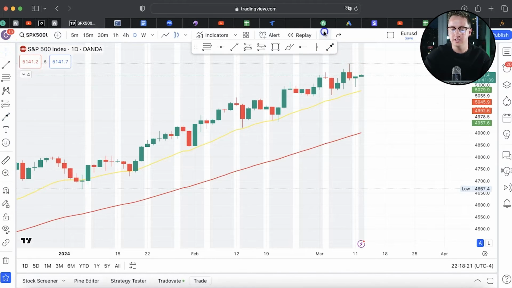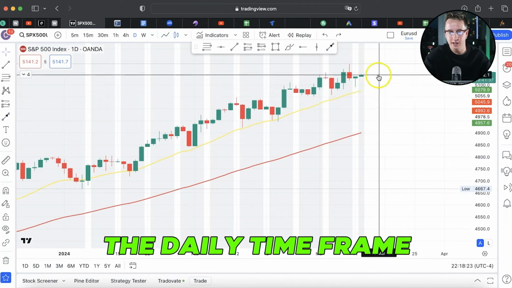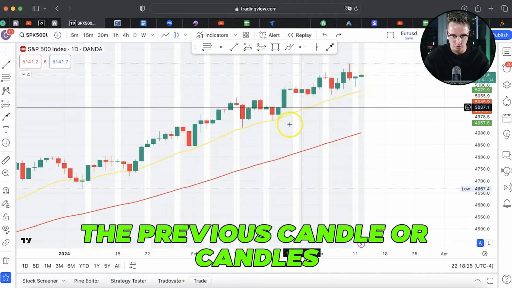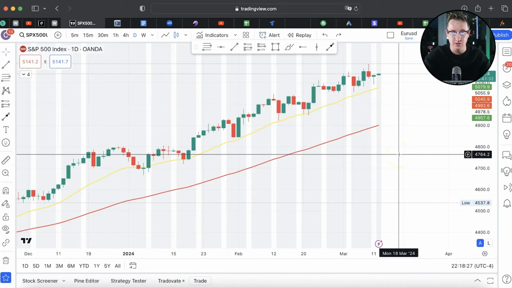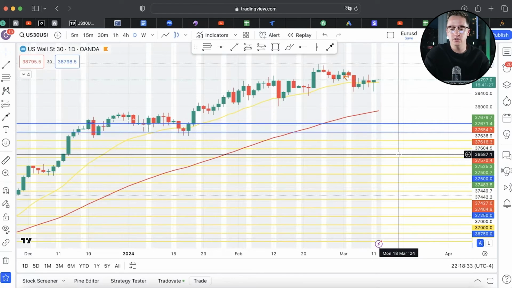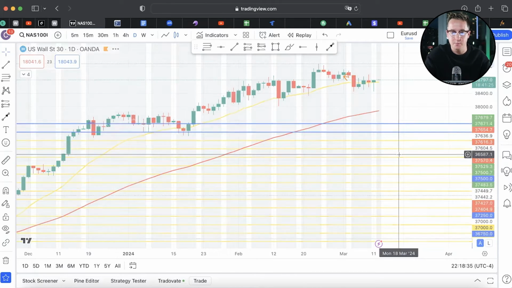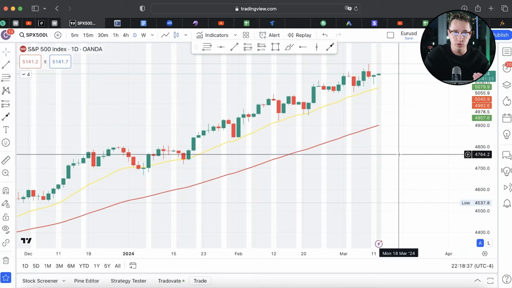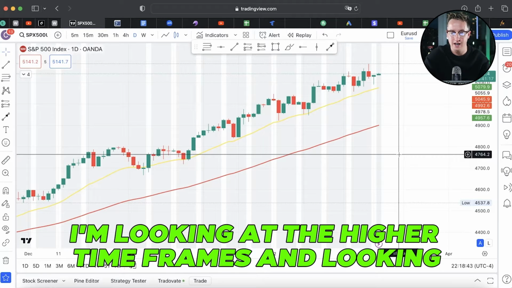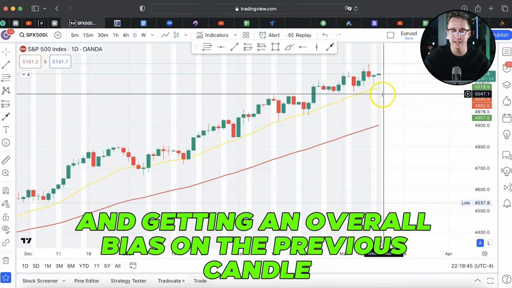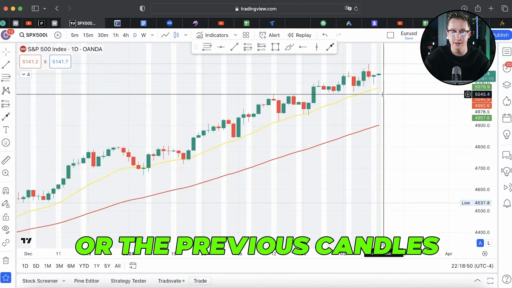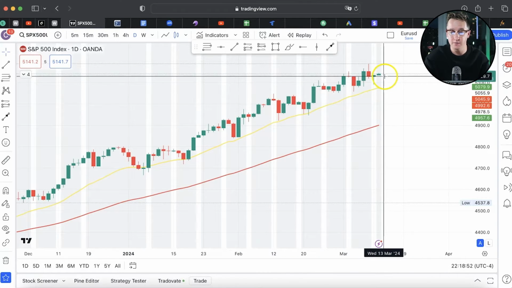So usually what I'm doing is I'm going on the daily time frame and I'm looking at the previous candle or candles. Now, one thing that you guys need to keep in mind with indices is they're known to always be in an uptrend. So your overall bias when you are trading indices, you're going to be looking for buys most all the time. So step 1, I'm looking at the higher time frames and getting an overall bias on the previous candle or the previous candles. So at this point in time, I'm looking for buys.